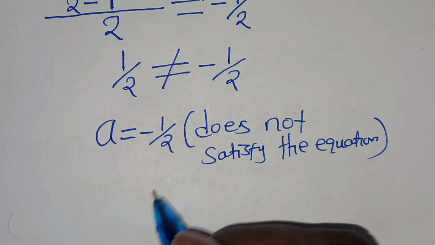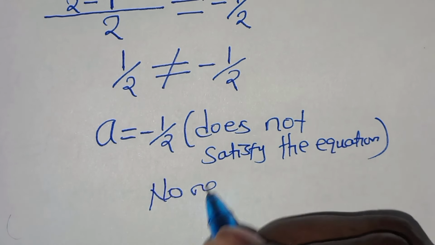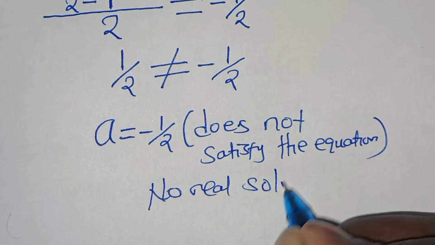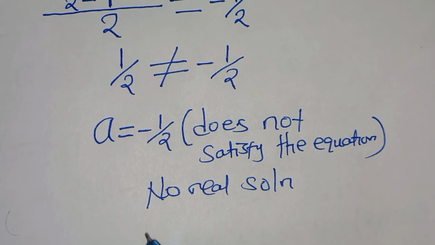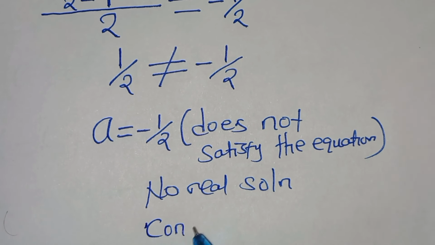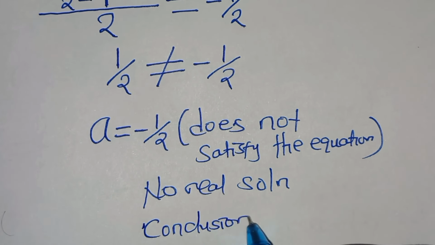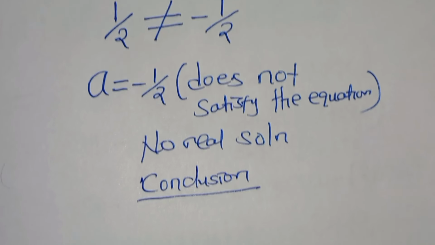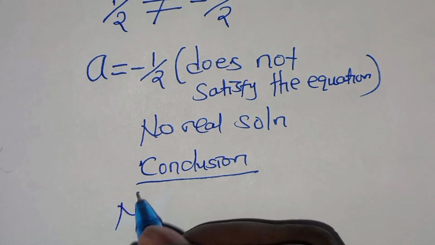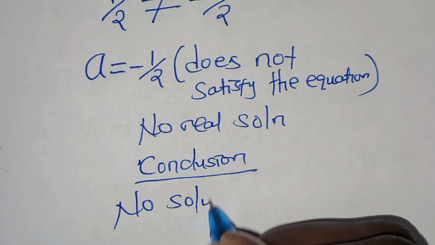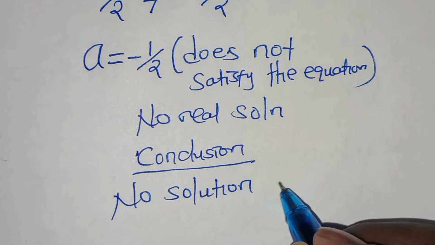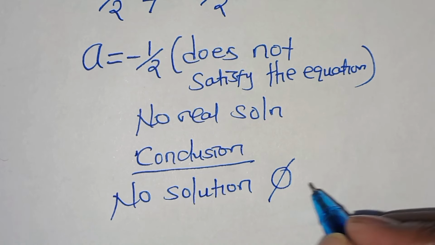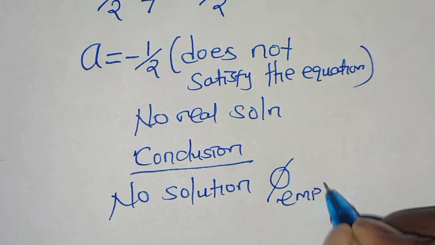And this implies that there is no real solution from this algebra problem. And therefore, the conclusion here is that there is no solution to this algebra problem. And therefore, we have just an empty set.